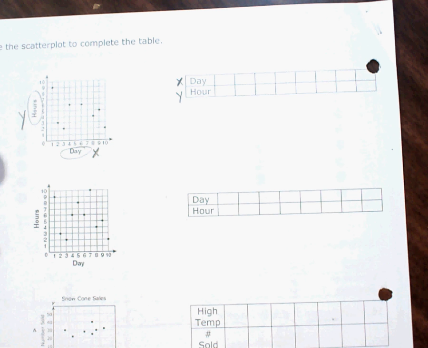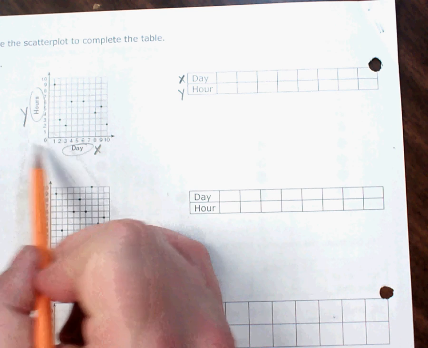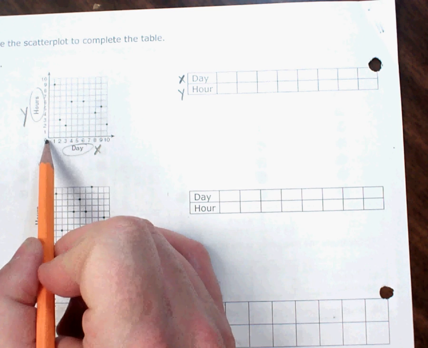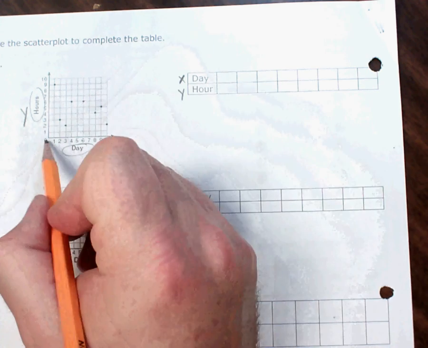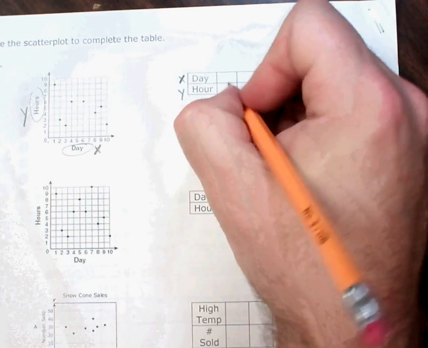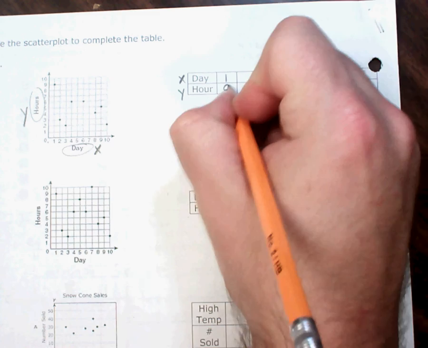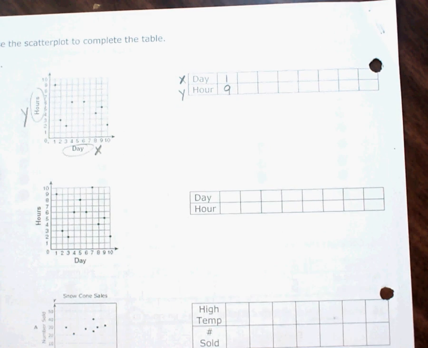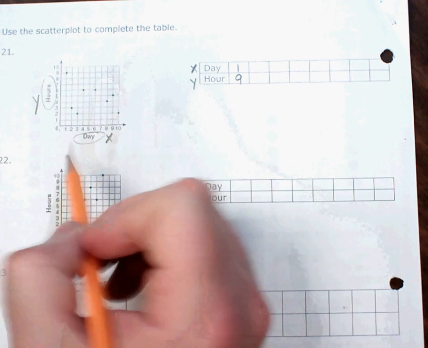And now I'm just plotting points. And it actually doesn't even really matter what order I go in on a scatter plot. Now I'm going to just kind of naturally start here at the origin and work my way out. So I'll start here at 1, and do I have any points on 1? And I do. I've got a point at 1, 9. So on day 1, 9 hours. Again, I don't even know what this is. I'm just plotting points on this scatter plot, or I'm getting the coordinates for the points that are plotted.